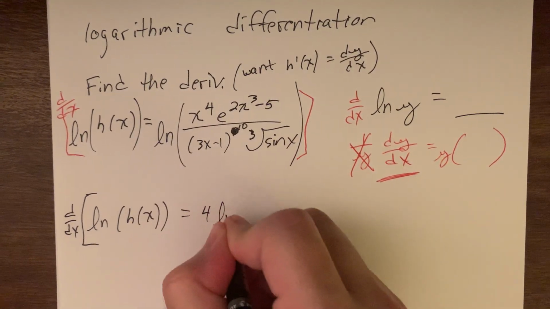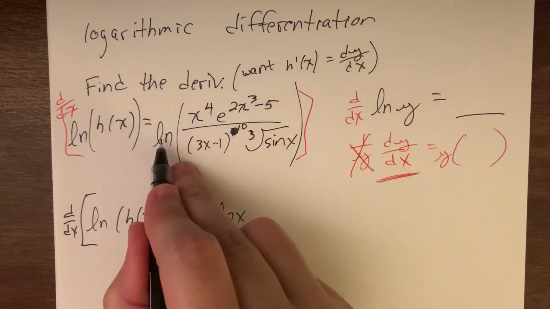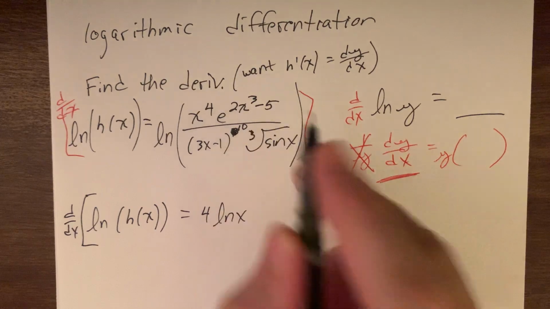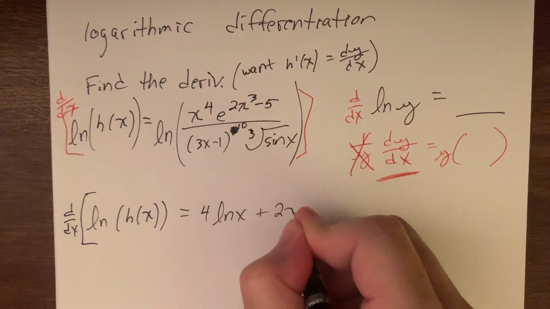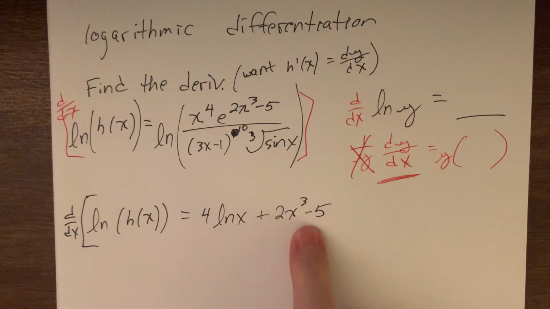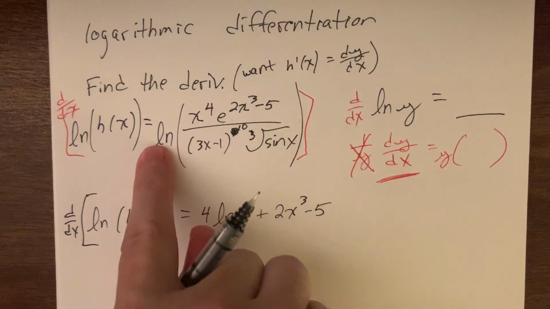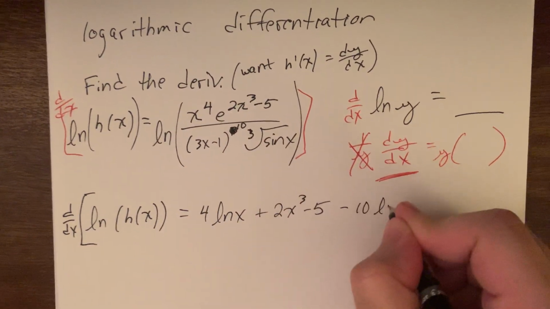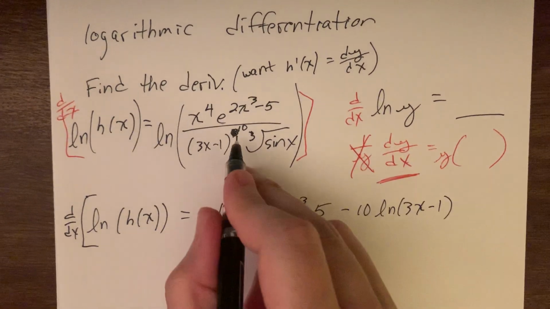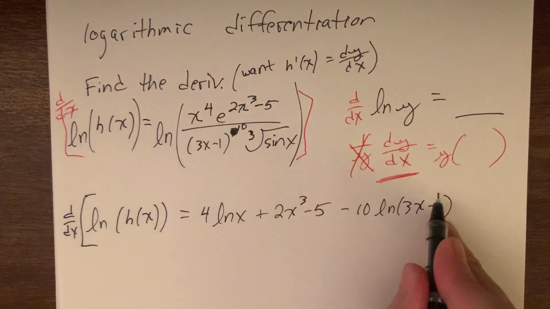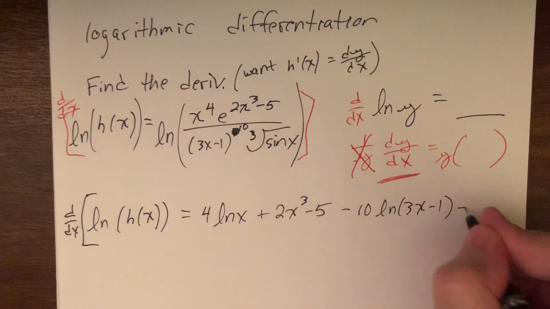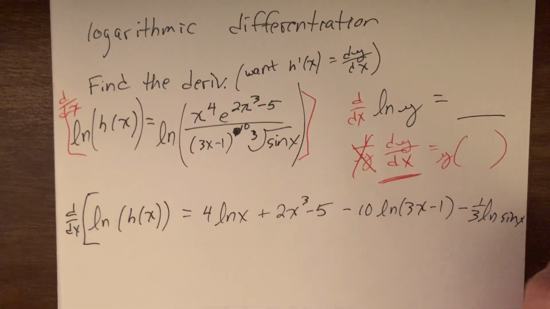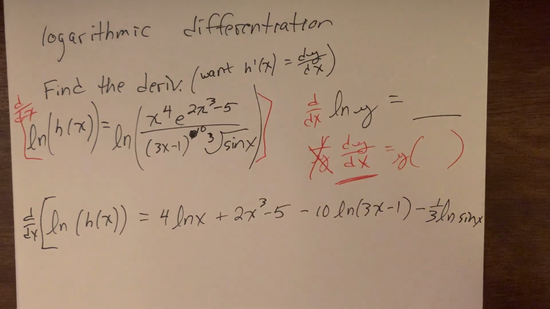I'll get a 4 log x. I started with log x to the 4th, the 4 out in front, plus log of e to this power. The log and the e would cancel. So I'd be left with 2x cubed minus 5, minus, because this is in the denominator, and that 10 is on everything. So I get minus the log of 3x minus 1 to the 10th, and the 10 goes out in front, minus the cube root becomes a 1/3 log of sine x.